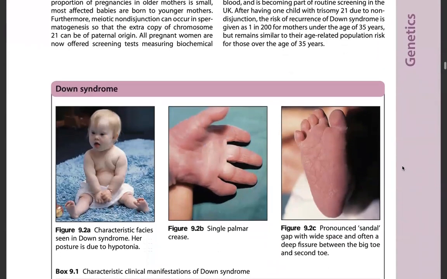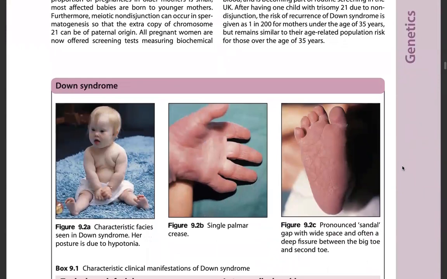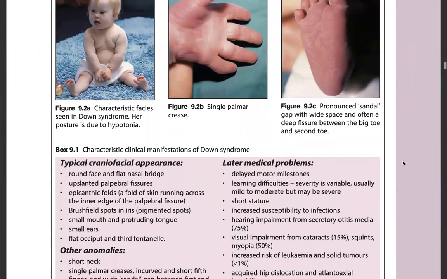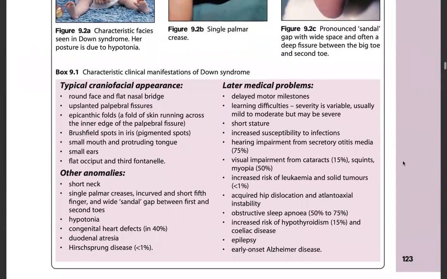Now, this is the block on Down syndrome, figure 1. Figure 9.2a, characteristic faces seen in Down syndrome, and posture due to hypotonia. Figure 9.2b, single palmar crease. Figure 9.2c, pronounced sandal gap, with a wide space and often a deep fissure between the big toe and second toe. Characteristic clinical features of Down syndrome.